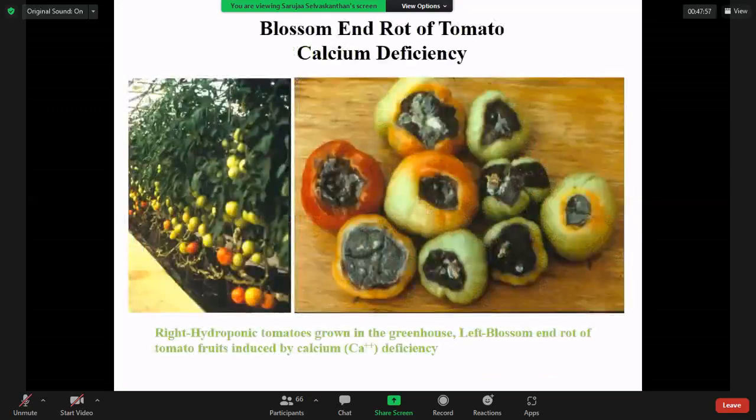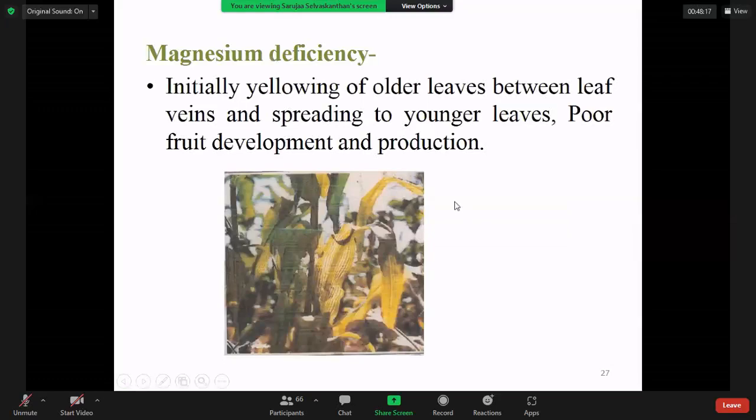Then if there is calcium deficiency in the tomato, this is also from the research paper, this tomato is undergoing calcium deficiency. Okay, you can see poor fruit development. Am I correct? It's poor fruit development due to the calcium deficiency. And magnesium. Anyone? Function of magnesium?